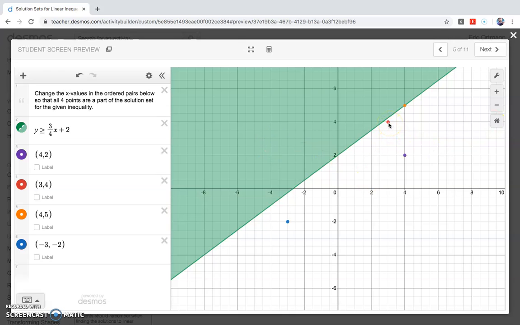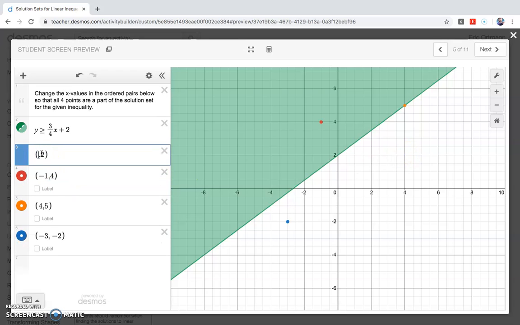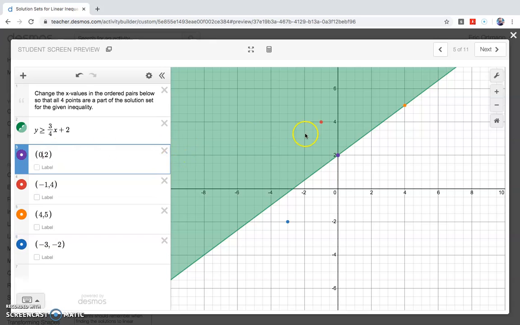Right now it's at 3, 4. I want it to go left, so I could change it to a 1, I could change it to a 0, I could keep going, -1. It's just going to move further into the green. That purple dot is at a 4 right now, 4, 2. I want to change the x value to something that is going to be inside the green. Here I'm on the line, and when the line is shaded, that just means I'm a part of the solution set. So on this screen, you can make the dots anything you want. You just want to practice moving them into the shaded solution.